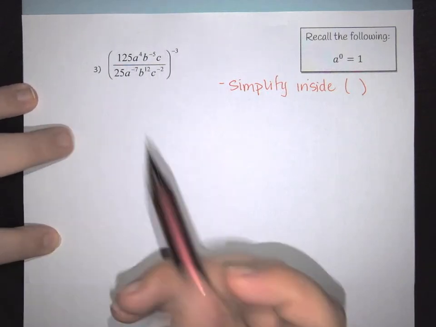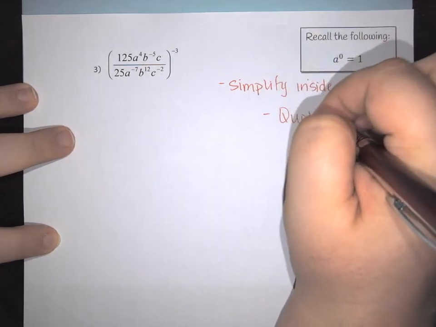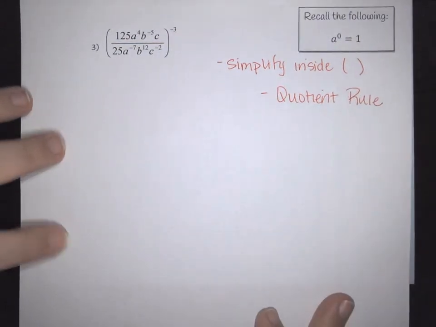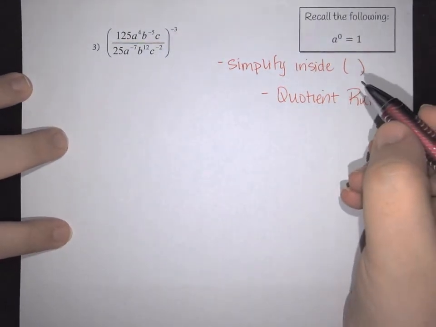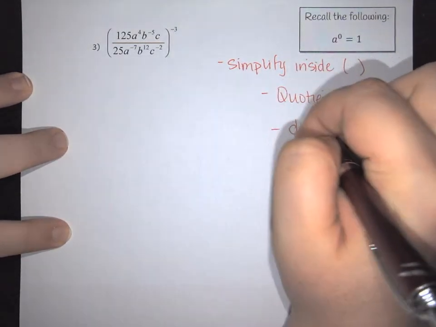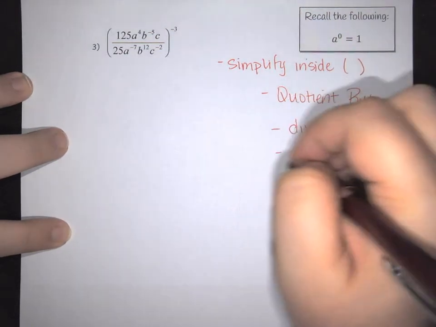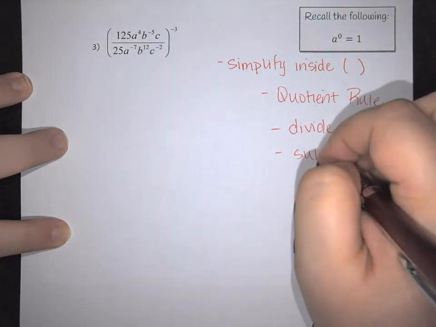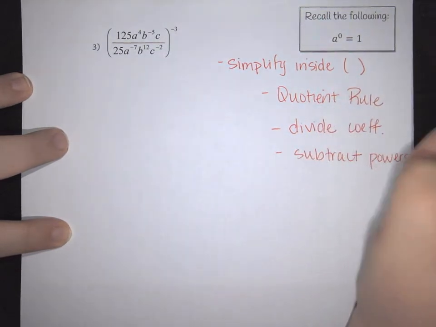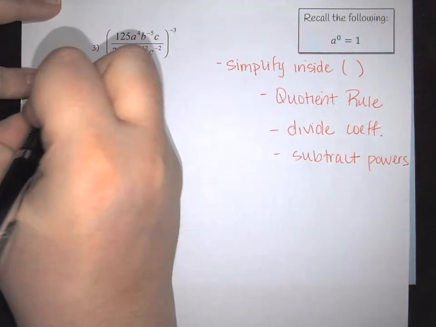Looking inside the parentheses, what you'll see is that we have the quotient rule. So just like before, this rule says that we have to divide the coefficients, and then we have to subtract the powers. So with that, I'm going to look just inside the parentheses, and I'm going to kind of break them out.